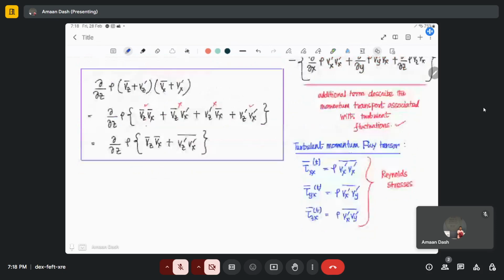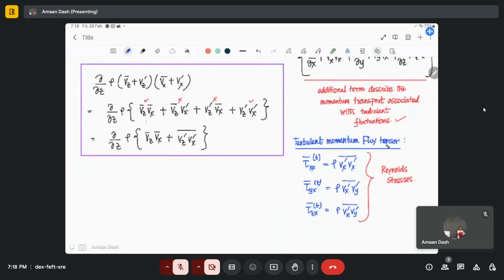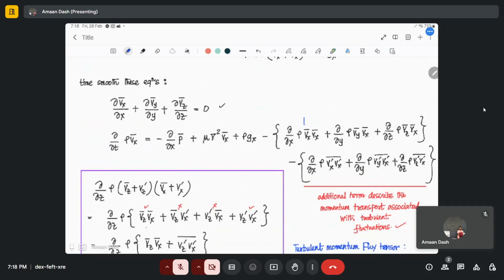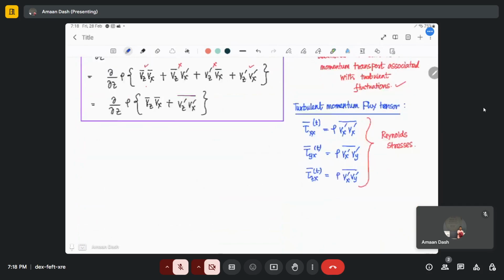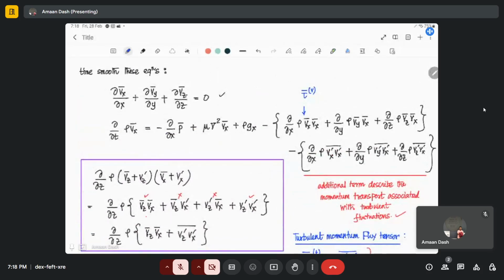Okay, so just like how we named them turbulent momentum flux tensors, we can also introduce a symbol for the time smooth viscous momentum. So these terms we can also write, let's say tau bar of V. So this is for viscous. Okay, similarly XX, YX and ZX, which will have the same form that we already have previously, because these are all very similar to what we have for viscous flow. This is the additional term that we have.